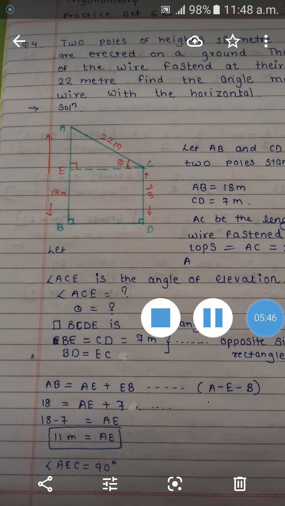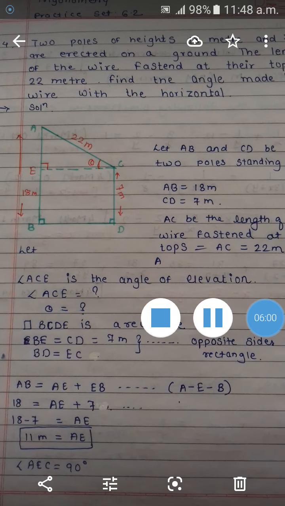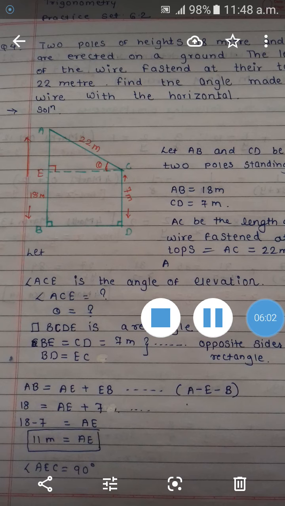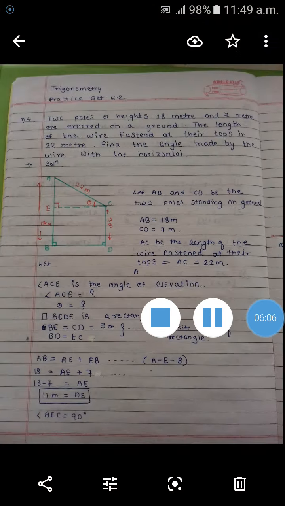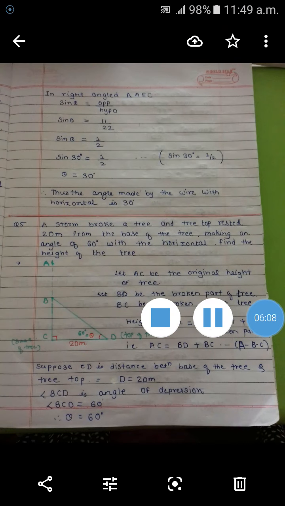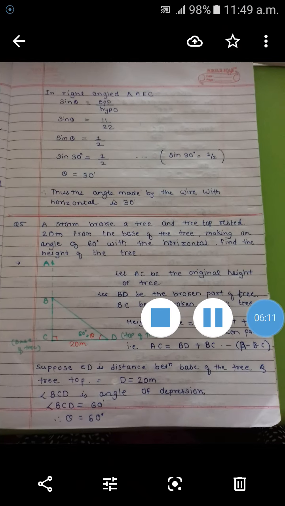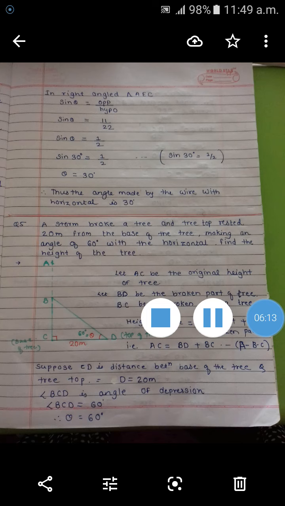So now next, in the triangle AEC, what is angle E? 90 degrees, because B is 90, so E is also 90 degrees, because BCDE is nothing but a rectangle. So that's why we say angle AEC is equal to 90 degrees. After that, we see that in a right angle triangle AEC, it is sin theta, opposite upon hypotenuse.